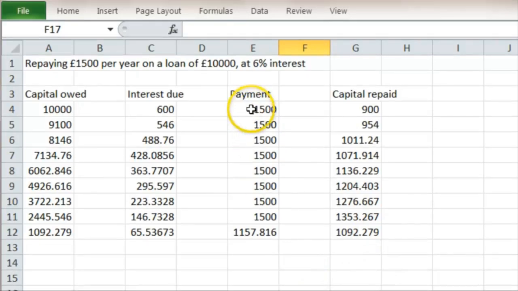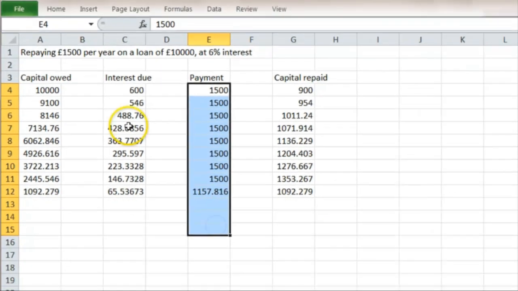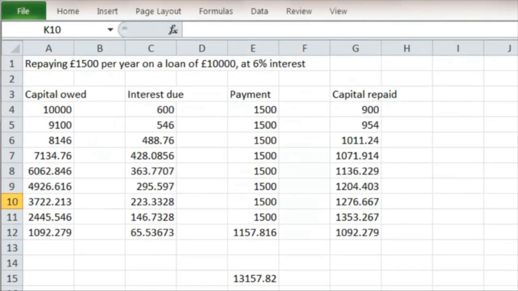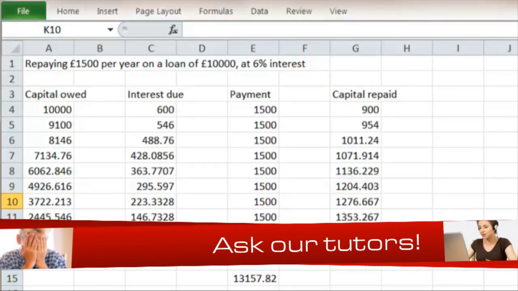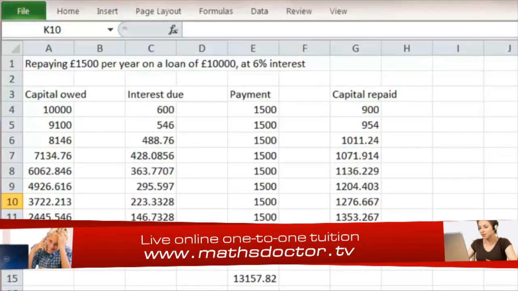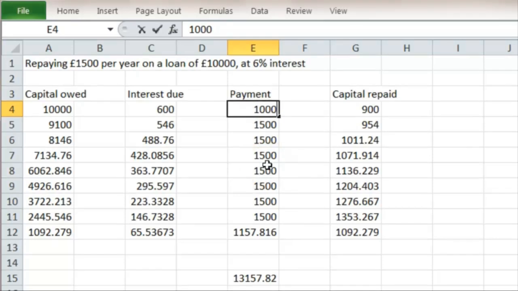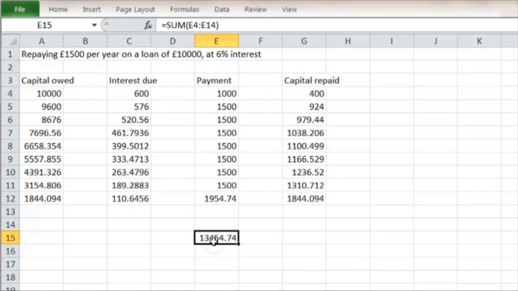So how much have I actually paid? Well, if we add up this column, go to home and sum, we've actually paid 13,157. So on a loan of 10,000, the overall interest is 31.5% because it's been spread over about 9 years. So the interest is perhaps more than we expect. And this gets greater the less we pay, the longer that we extend our mortgage. Let's, for example, change our annual payments to 1,000 instead of 1,500. I'll just clear this.